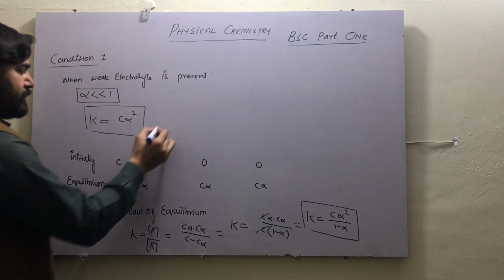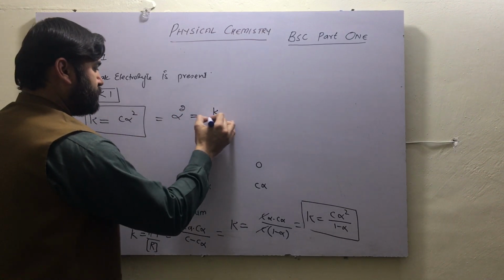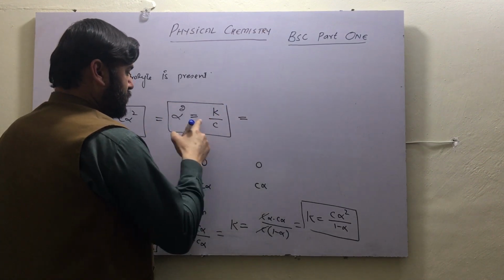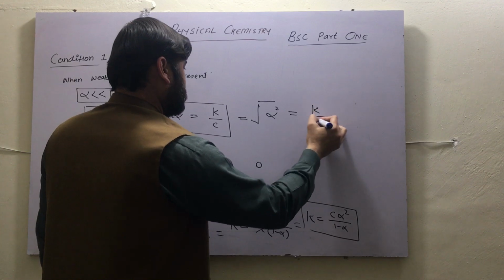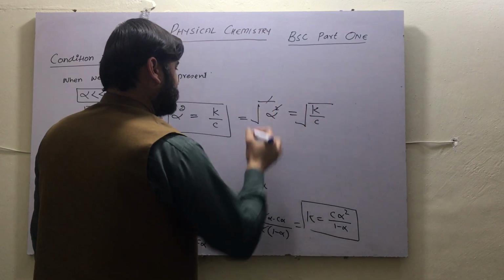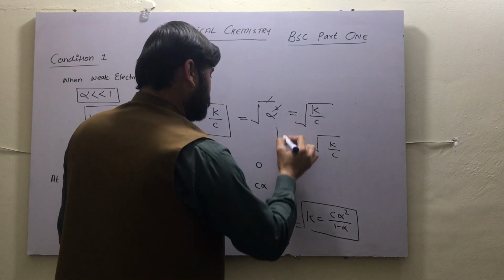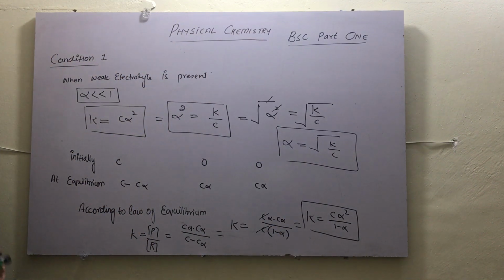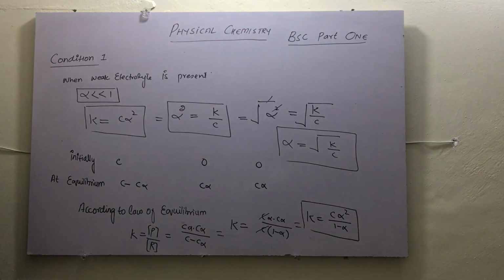If you find out alpha, alpha square is equal to K divided by C. This is another equation. Now, as it is squared, you can take the square root of it, so alpha is equal to the square root of K by C. This is the most important relationship, in which the degree of dissociation is inversely proportional to the square root of the molar concentration of the electrolyte. So this is relationship number 1.